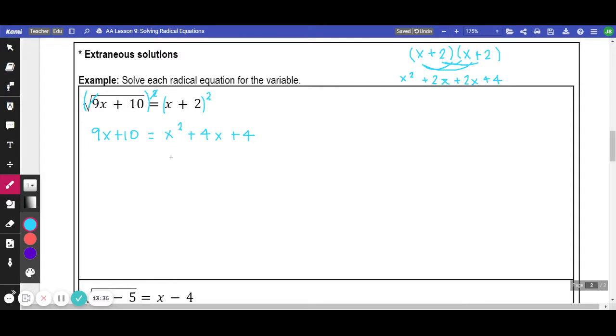So this one's not quite as easy to solve because we have an x squared in there. This is a quadratic, and to solve quadratics, you need to get it set equal to 0. So I need to subtract 9x from both sides and subtract 10 from both sides so that I have it equal to 0. So if I subtract 9x here and here to get rid of that, and then I'm going to subtract 10 and subtract 10 from the 4. So 4x minus 9x is negative 5x. 4 minus 10 is negative 6.